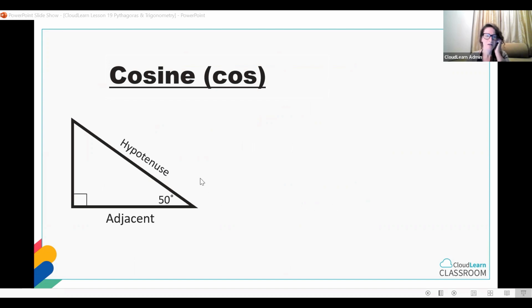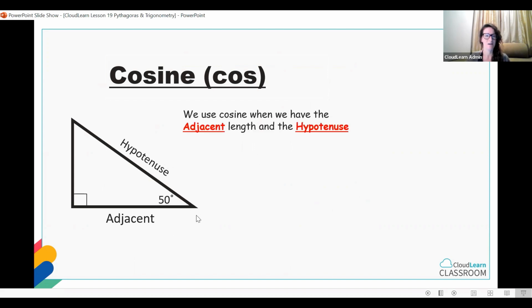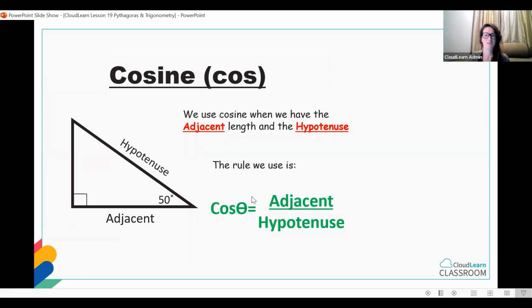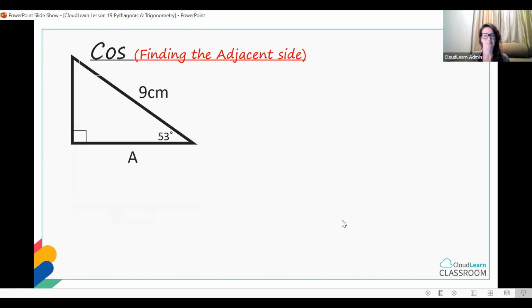Okay, so cosine is used when we have a hypotenuse and an adjacent given. So if we have a problem that looks a bit like this, we're given an angle, and then we need to either find or use in some way the hypotenuse and the adjacent sides, we're going to be using the cosine rule. So we're going to go through our SOHCAHTOA. We'll look for the A and the H. The A and the H are in the CAH part. So cos equals A over H. So we can then put that information in.